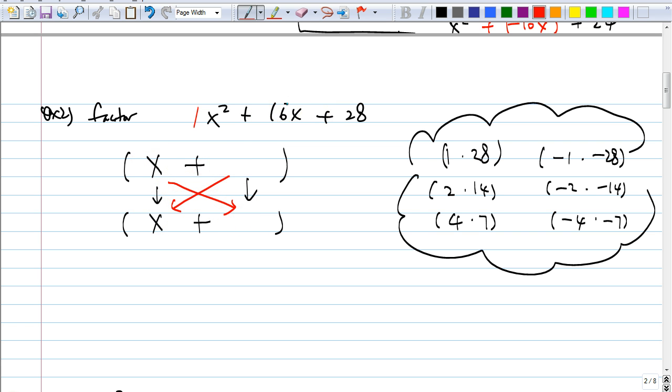Which one of these do you think will work? See, at this point, it's like a multiple choice. What do you think? 2 and 14. You think 2 and 14 will work? How many people agree? Very good. Could I write 2 and 14 or 14 and 2? Does it matter, really? It doesn't matter. I'm going to write 2 and 14.